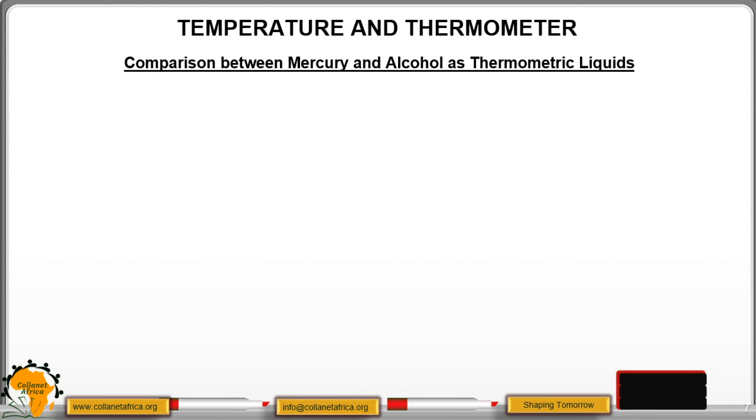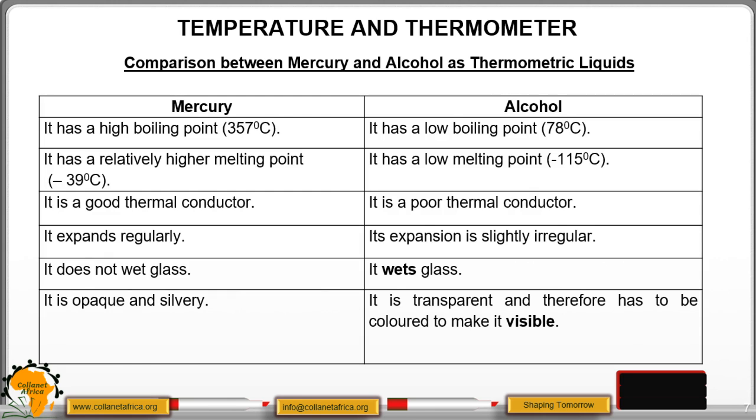Then we look at the comparison between mercury and alcohol as thermometric liquids, and this is tabulated in our table below. One, mercury has a very high boiling point, that is 357 degrees, while alcohol has a low boiling point, that is 78 degrees Celsius. Then number two, it has a relatively high melting point, that is mercury at negative 39 degrees Celsius, while alcohol has the melting point at negative 115 degrees Celsius.